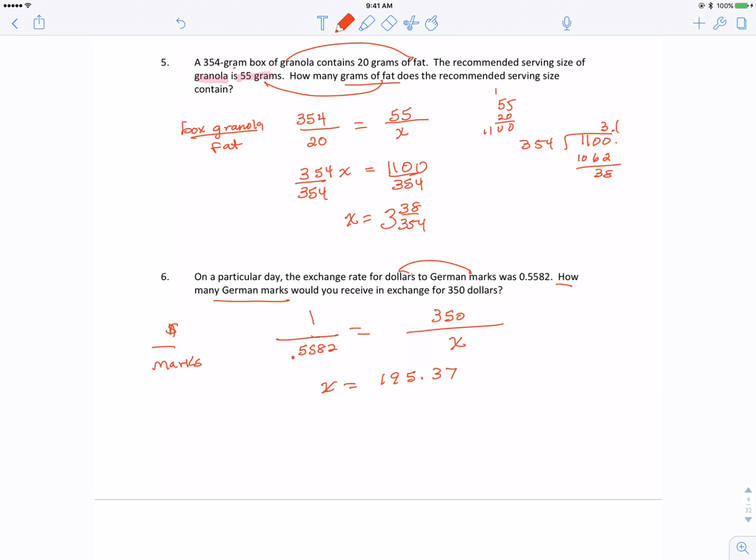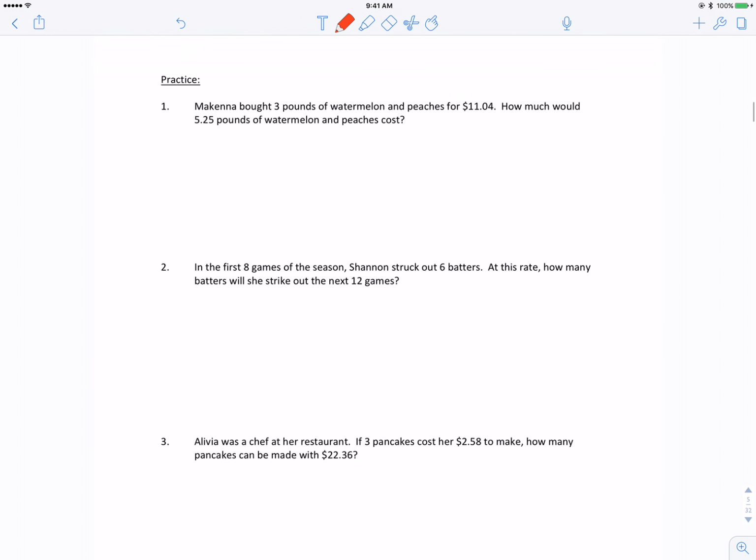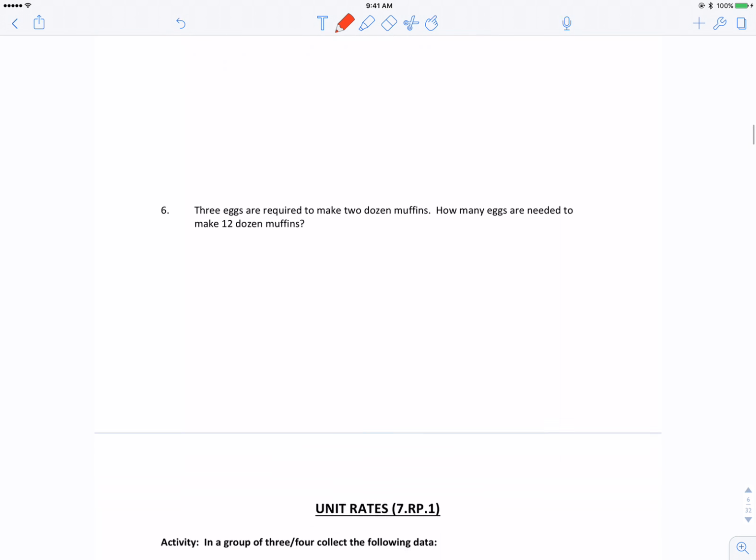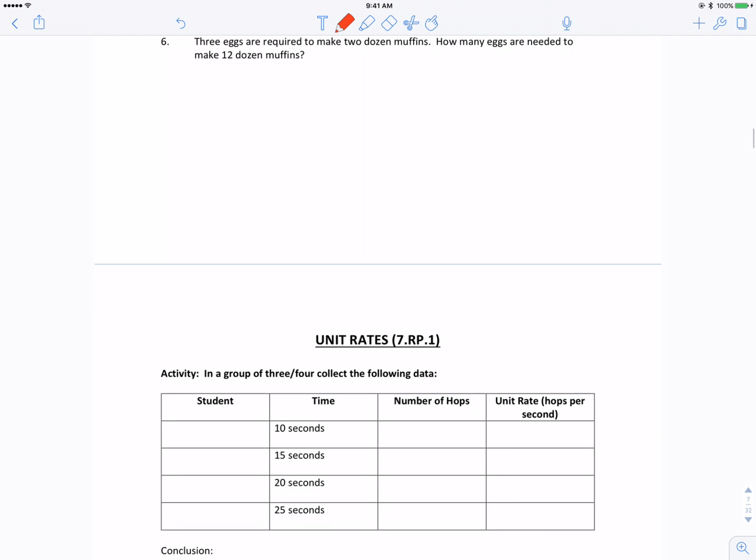So at this point, I'd like you to practice the next 6 problems on your own, just like before. Setting up a proportion, solving, do it on your own, and then check your answers with your elbow partner.